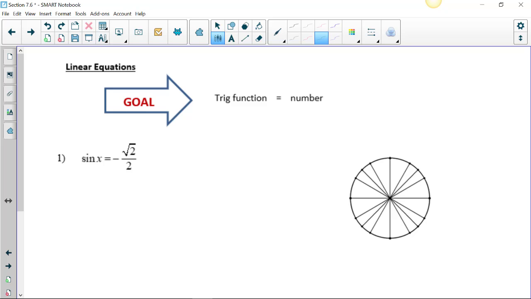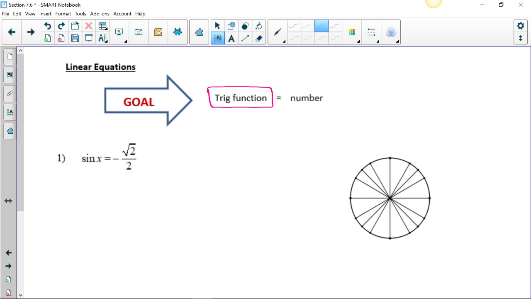Okay, so let's start out with some basic linear equations. We've actually looked at this situation, but we were a little more restricted back in chapter 5 when we first saw these. But our goal, just as with a linear equation in algebra, is to isolate the variable on one side. So here, we're isolating our trig function, not necessarily our variable, but our trig function involves a variable. Then we can figure out what that variable is based on what we know about that trig function value.